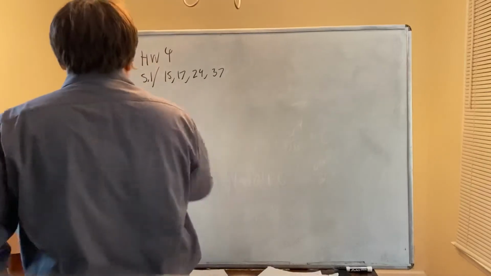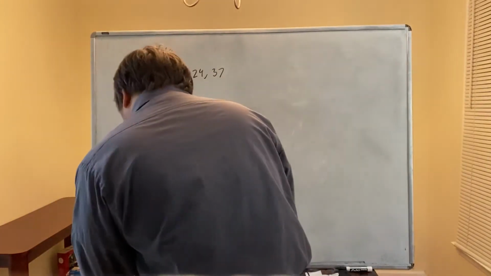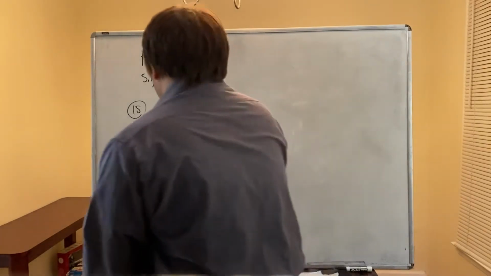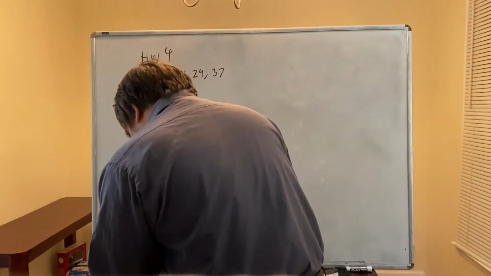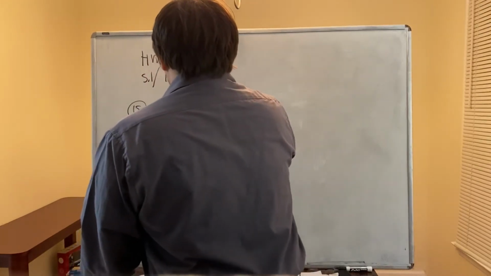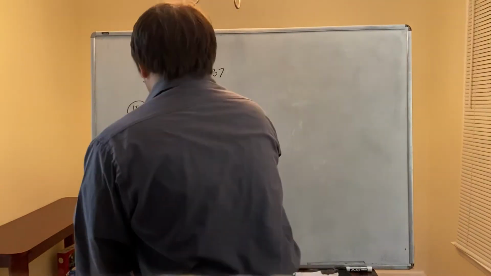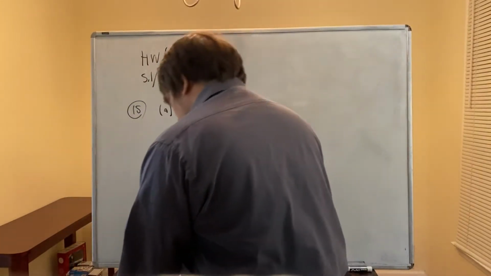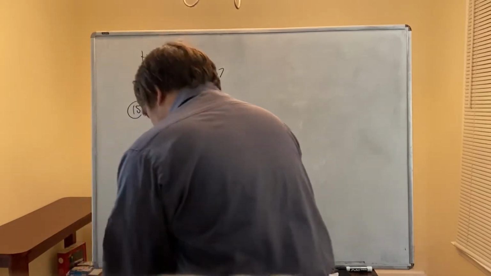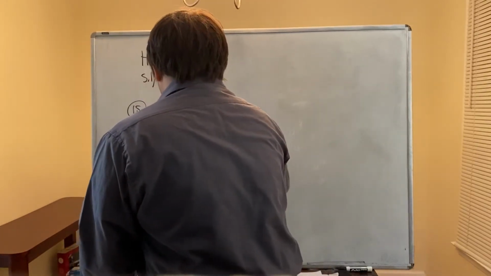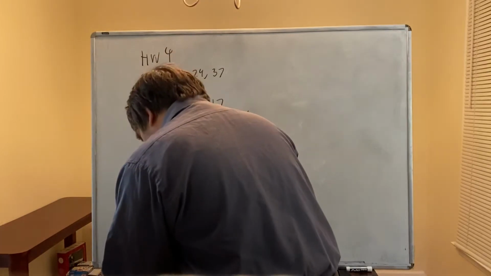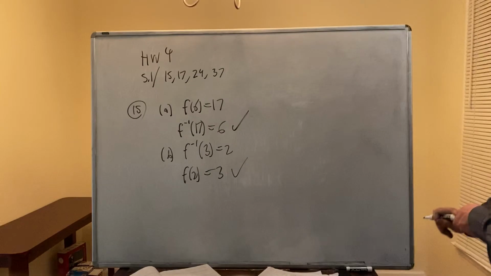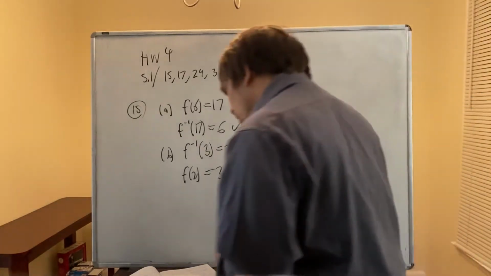So number 15 in 5.1. For number 15, it says assume f is a one-to-one function. For A, it says if f of 6 equals 17, what is f inverse of 17? F inverse of 17 is 6, right? Okay, and for part B, it says if f inverse of 3 is equal to 2, what is f of 2? F of 2 is then equal to 3. Okay, that's number 15.